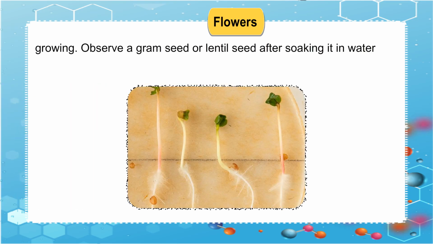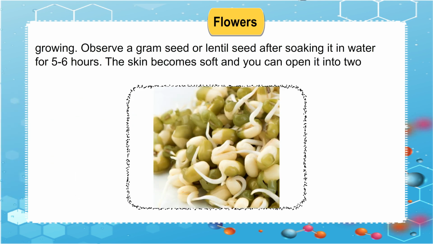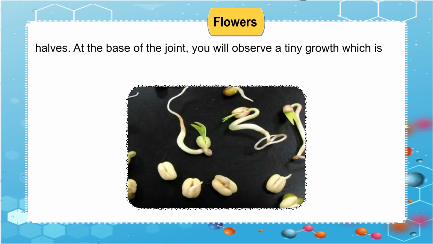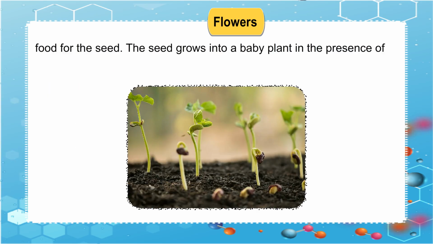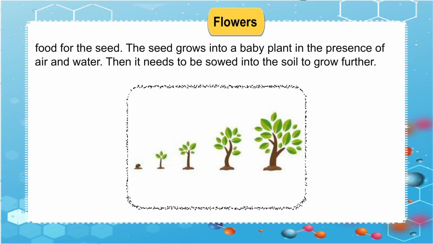Observe a gram seed or lentil seed after soaking it in water for 5 to 6 hours. The skin becomes soft and you can open it into two halves. At the base of the joint, you will observe a tiny growth which is the baby plant. The two halves are called cotyledons and they store the food for the seed. The seed grows into a baby plant in the presence of air and water. Then it needs to be sowed into the soil to grow further.